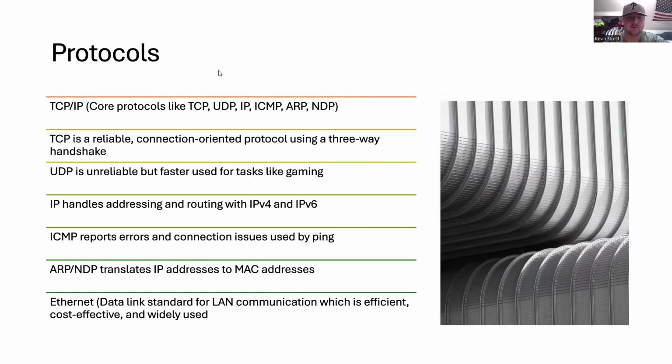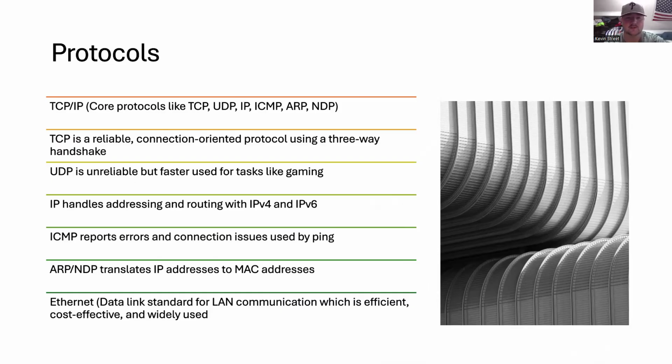The next chapter was about protocols. TCP/IP, their core protocols like TCP, UDP, IP, ICMP, ARP, and NDP. I'm going to go into these in more depth. TCP is a reliable connection-oriented protocol using a three-way handshake. UDP is unreliable but is faster for tasks like gaming. IP handles addressing and routing with IPv4 and IPv6.